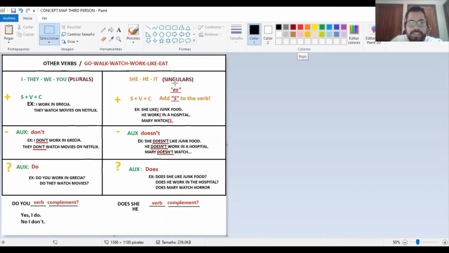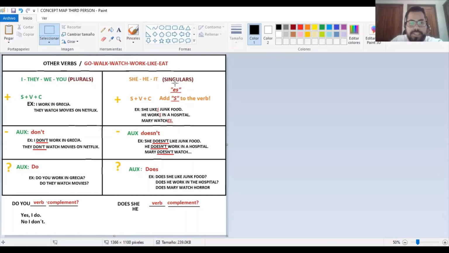All right, those are the two groups. We're gonna talk, guys, about the other verbs, okay? Como teacher, los otros verbos. Yes, remember about go, walk, watch, work, like any other verb, cualquier otro que no sea el verbo to be. Remember that they need help, ayuda, for negative and questions, para hacerse en pregunta y para hacerse en negación. They need help, guys, all right?